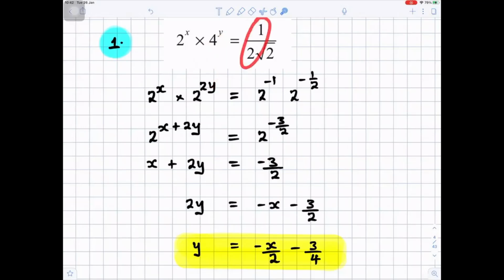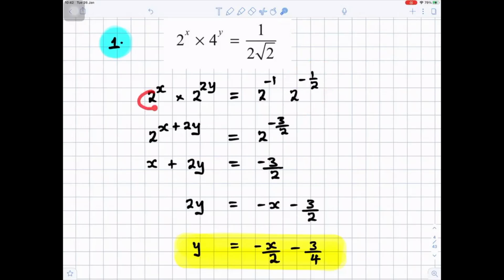1 over 2, a half, is the same as 2 to the minus 1. And 1 over square root of 2 is the same as 2 to the power minus a half, because square root of 2 is equal to 2 to the power half, and when you take it to the numerator, it becomes 2 to the minus a half.